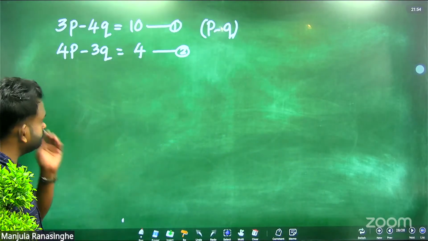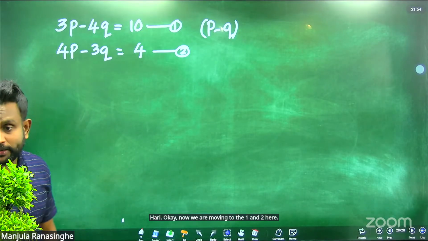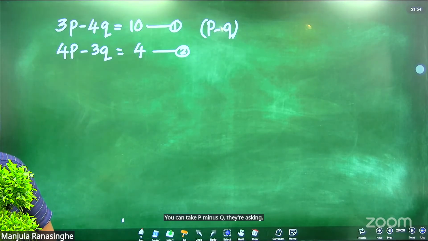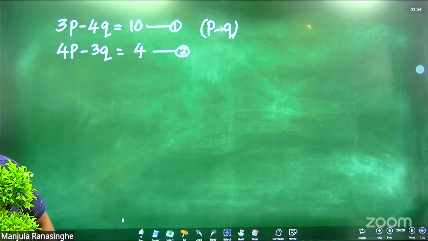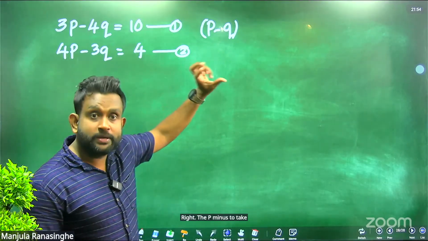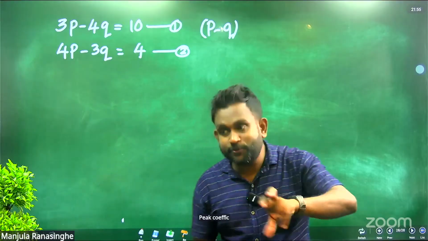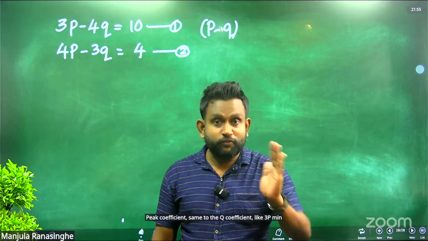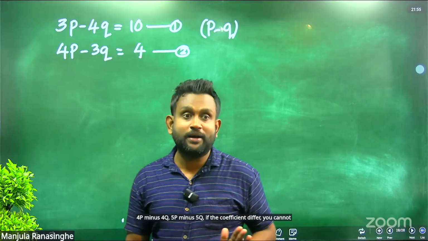Okay, now we are moving to the 1 and 2. Here they are asking for P minus Q. Then P plus Q we found last week, now P minus Q. How do we take P minus Q? To take P plus Q or P minus Q, you have to make the coefficient same. The P coefficient the same as the Q coefficient, like 3P minus 3Q, 4P minus 4Q, 5P minus 5Q. If the coefficients differ, you cannot make P minus Q or P plus Q the subject.